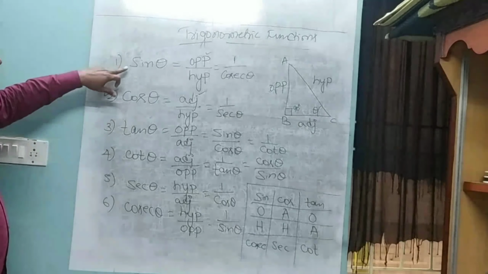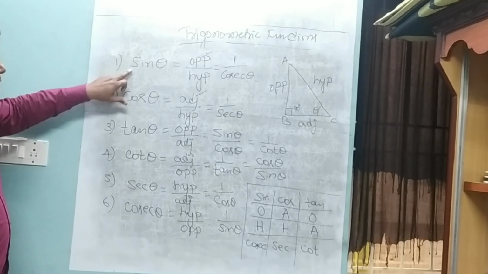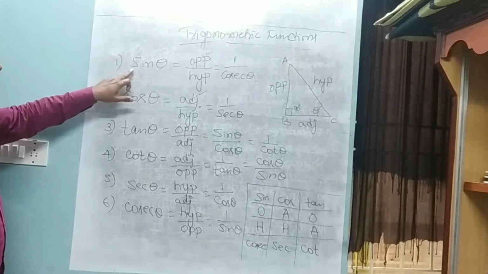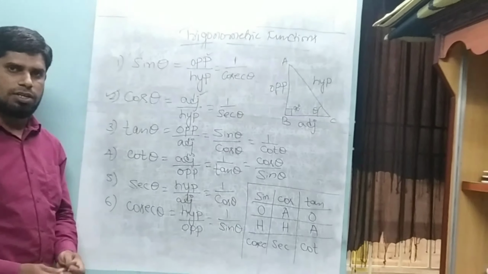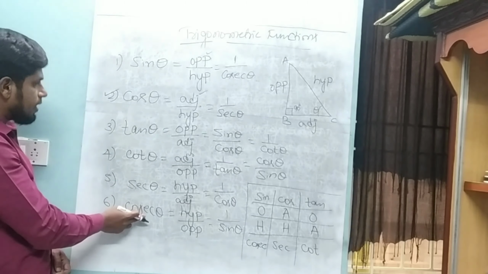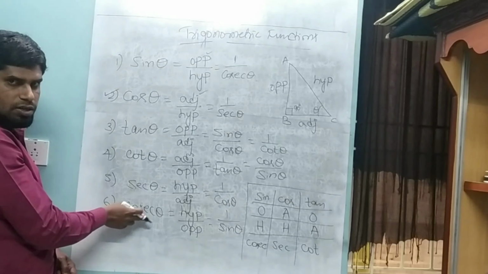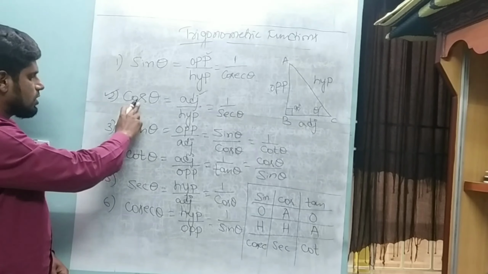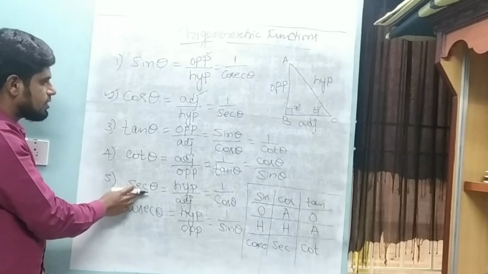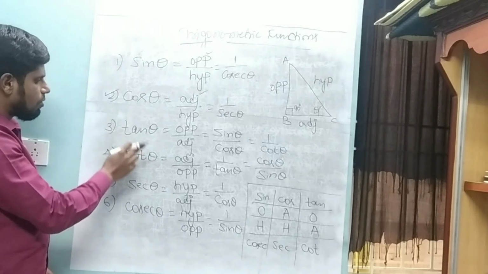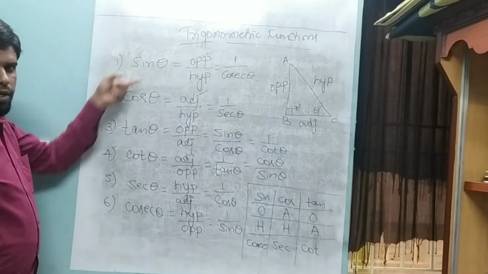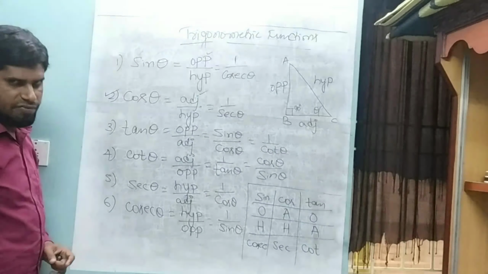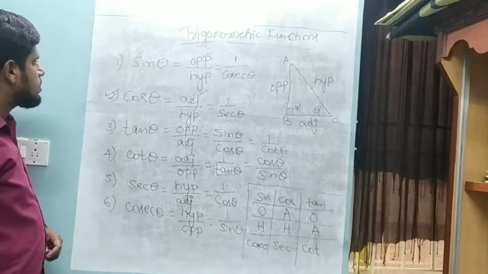And student, here 3 functions are the reciprocal of the other 3. The first 3 functions, sin, cos, tan, are the reciprocal of the other 3 trigonometric functions. So sin is a reciprocal of cosecant, and vice versa, cosecant is the reciprocal of sin. Cos is reciprocal of secant, and vice versa, secant is reciprocal of cos. Tan is reciprocal of cot. Cot is reciprocal of tan. So if we know the definitions of sin, cos, tan, the other 3 can easily be defined. So student, these are our 6 definitions of trigonometric functions.